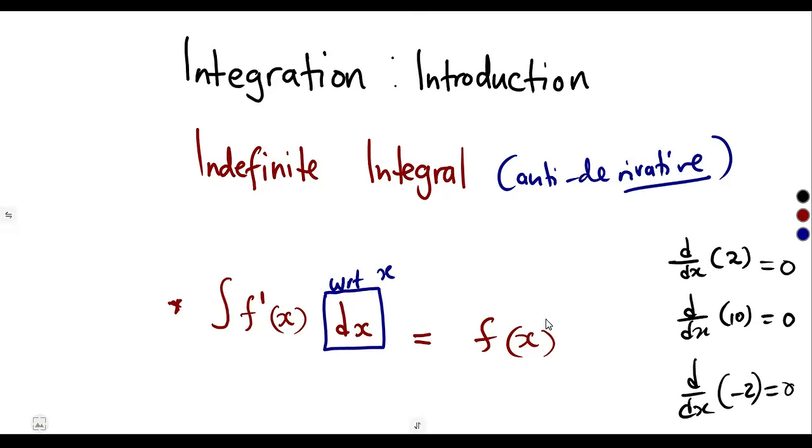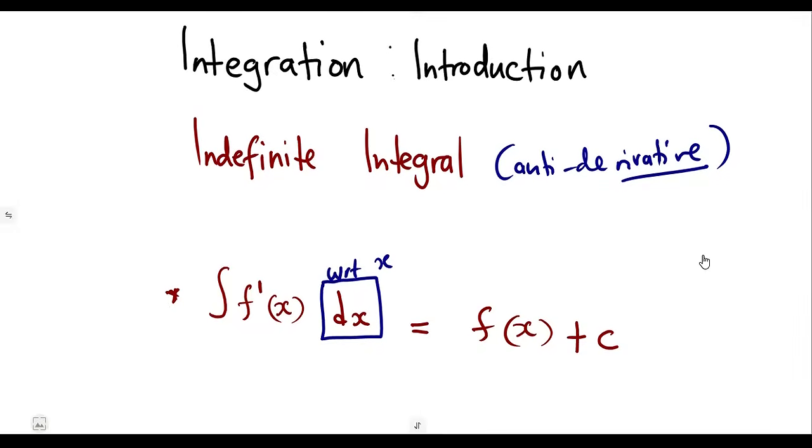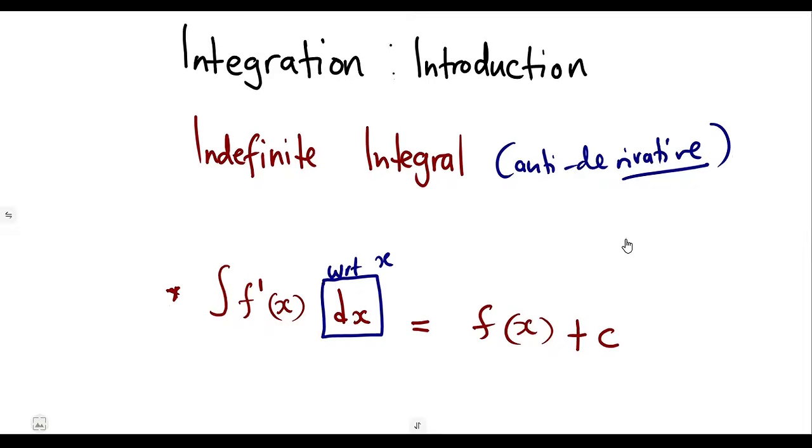So after integrating, we are supposed to add C, which is the constant of integration, representing those constants that were differentiated to give us a 0. So this is the case, guys. This is our case of the indefinite integral, the antiderivative, the opposite to what we had.